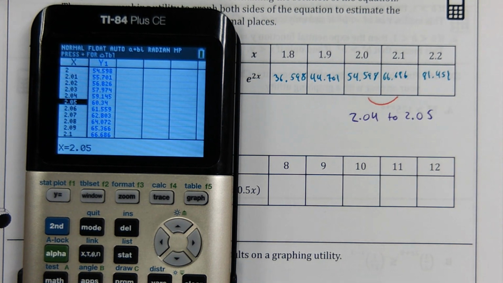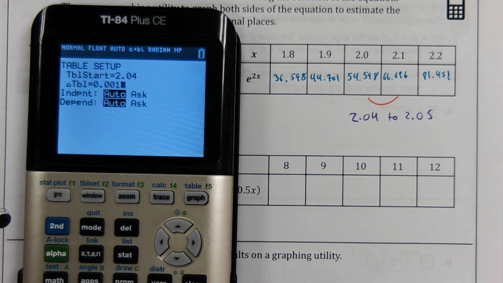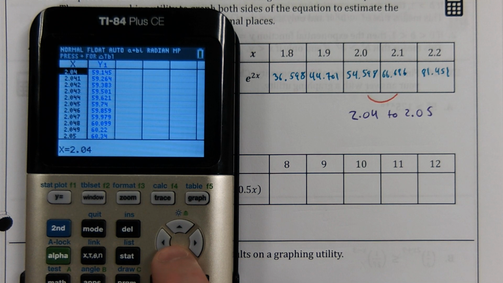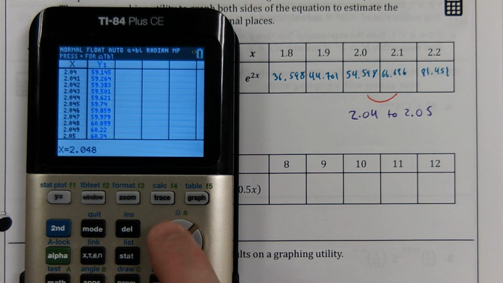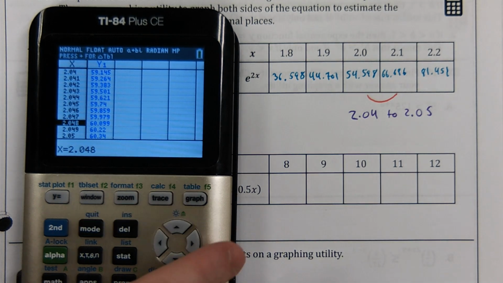We know what happened between those two x's. So go back to the table set. I'm going to start this one at 0.04, and I'm going to have it go by 0.001s because it said round to 3 decimals. We're going to get to as close to 60 as possible, somewhere between those two, right? And I'm going to say 2.047-ish. How do you feel about that? 2.047?